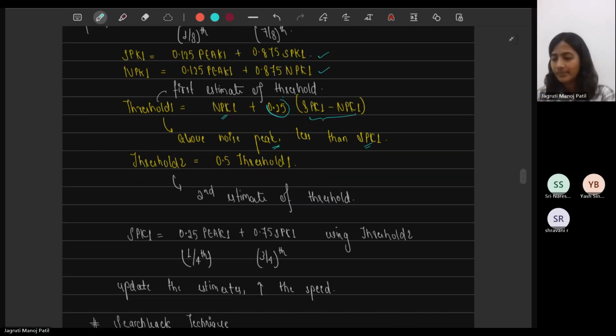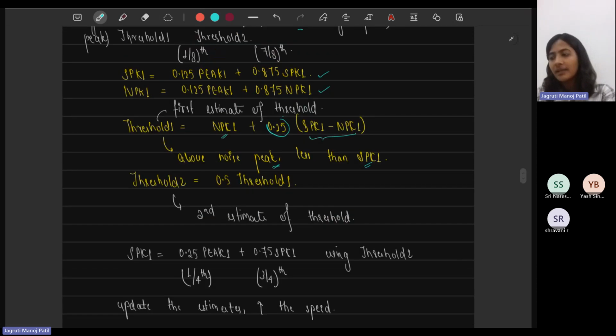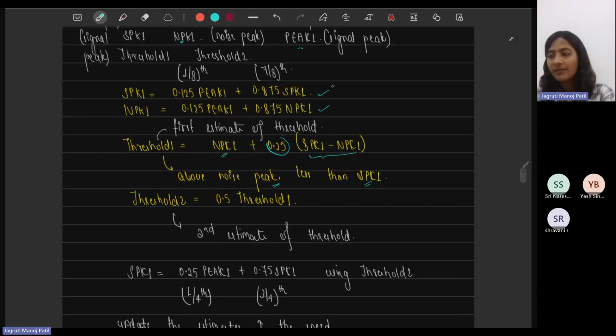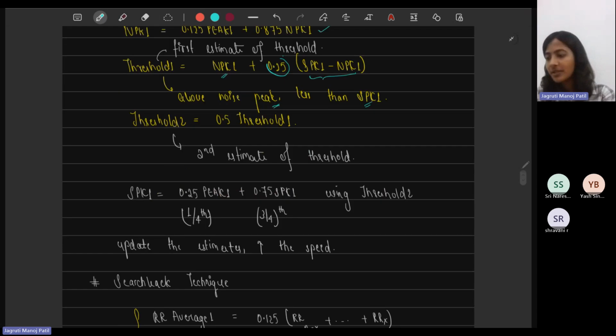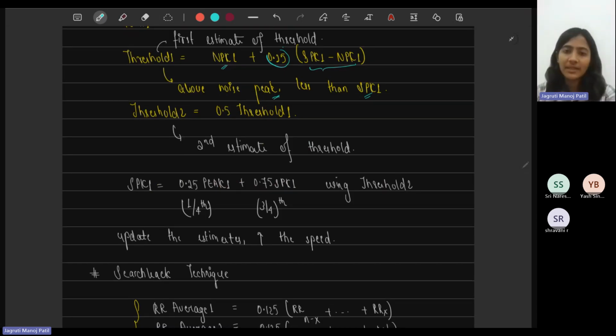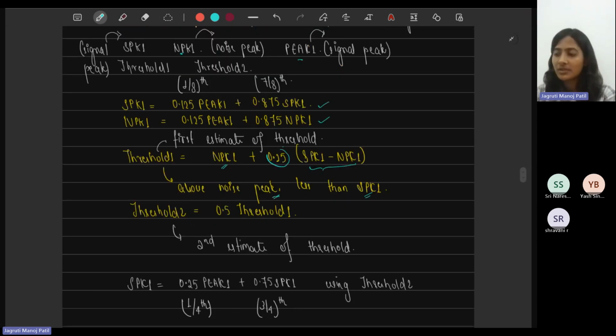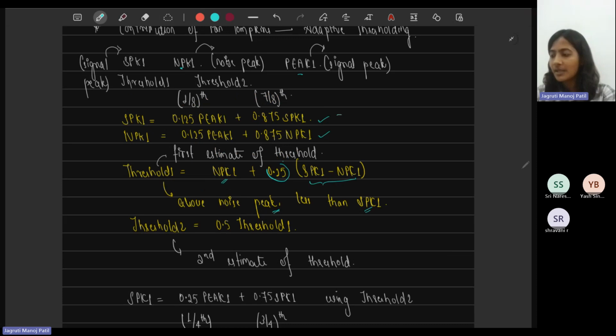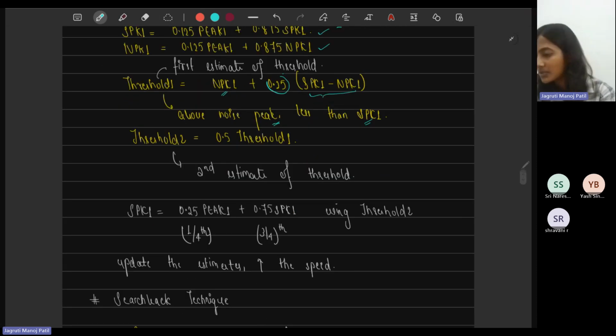That's it. So from there, if this equation doesn't work and we do not have our values in between these two thresholds, they saw that we can also use 0.25 times of peak 1 and 0.7 times of the signal peak 1 using threshold 2. Now here, the estimates were based on threshold 1 for this particular case, but now the estimates are based on threshold 2.